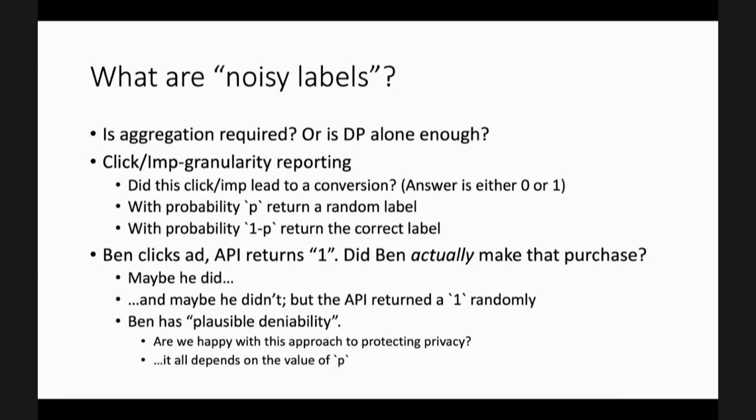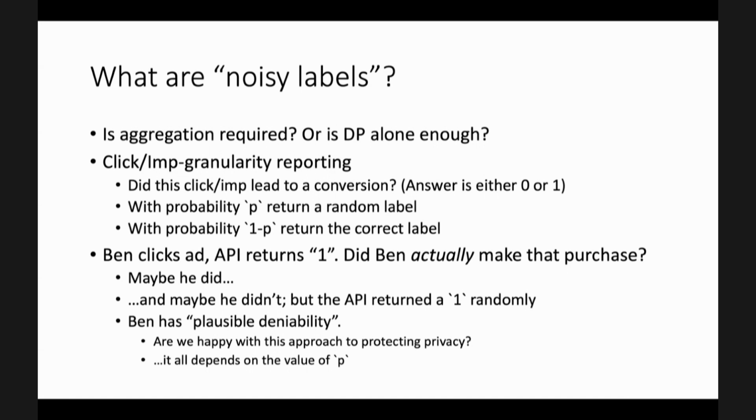Well, you can make that differentially private with what we call random response, where you pick some probability P, let's say 10%. And then 10% of the time, rather than returning the true answer, like 0 or 1, you return a random answer. Randomly just choose either a 0 or 1. And then with the other probability, you return the correct label.